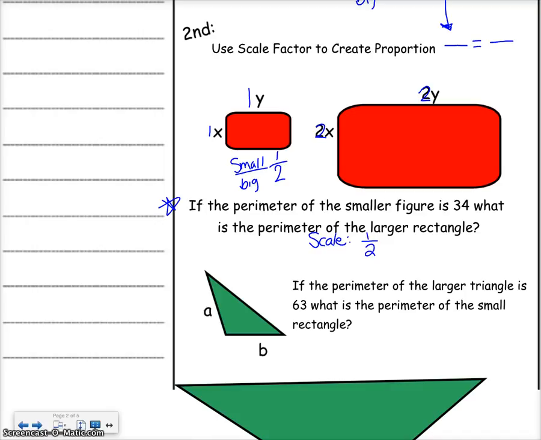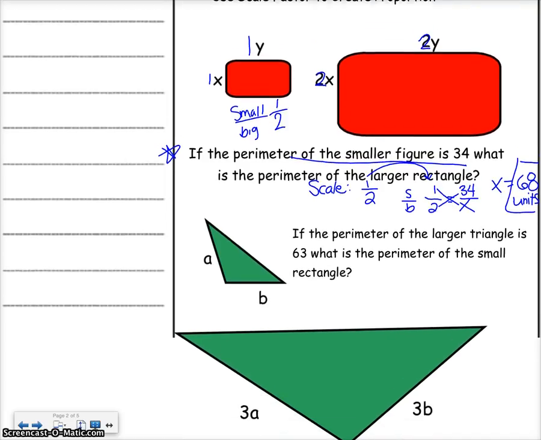So if the perimeter of the smaller figure is 34, what is the perimeter of the larger rectangle? So I'm doing small is to big, create a proportion. This goes in the first spot, so 1 small is to 2 big. And then the perimeter of the smaller goes on top. So I'm looking for the perimeter of the big. And it looks like x equals 68. And that would be whatever that units of measure is. 68 units.